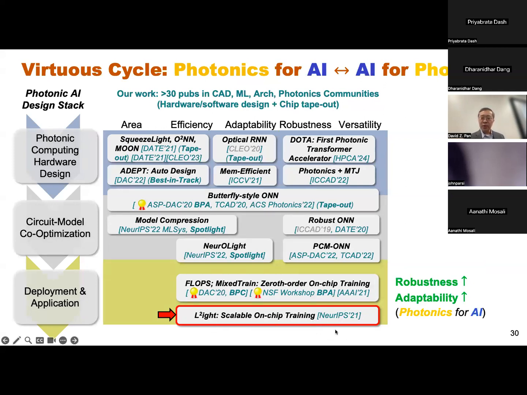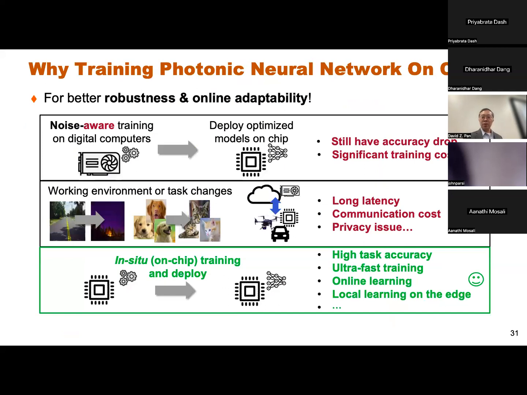This was about 2 years ago. We have a NeurIPS highlight paper, but we also published a bunch of other papers related to this, including at DAC, right? As I already mentioned, essentially we want to make sure that while you are doing the training, it considers the robustness effect and online adaptability.